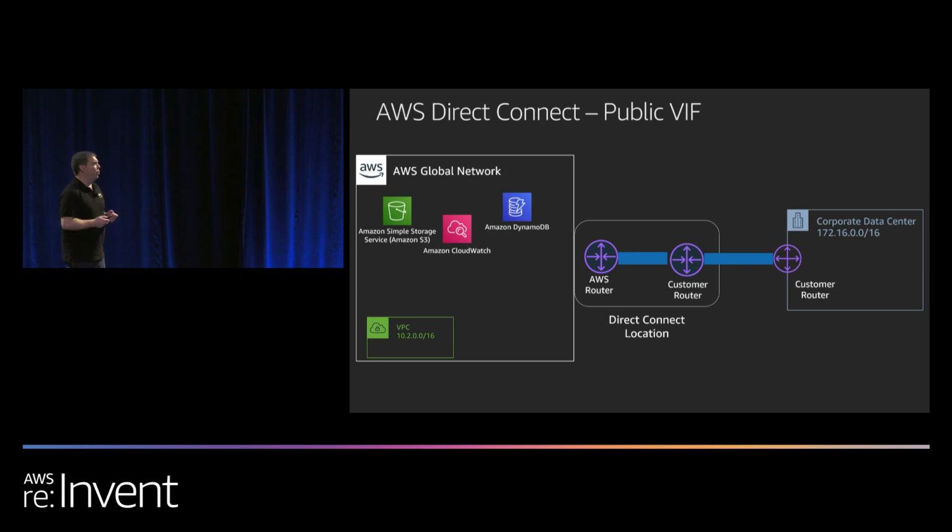So with a public VIF, what we do is we advertise to you all of our public IP addresses for the global infrastructure. So about 3,500 prefixes at the moment, which means you now have a direct path to reach all of those public IPs from your network.